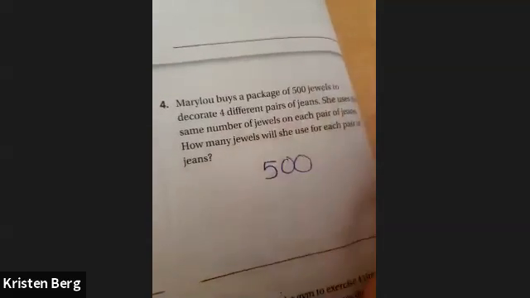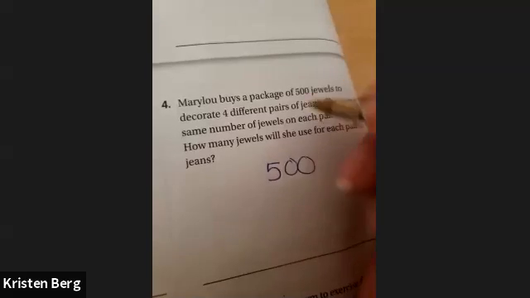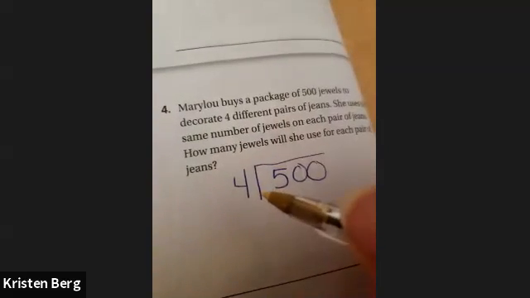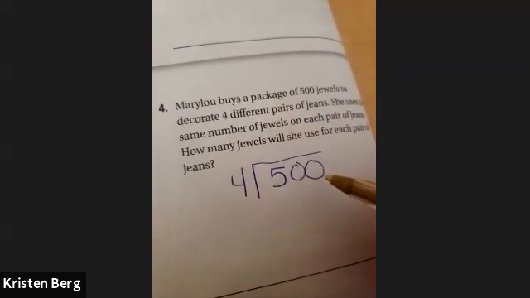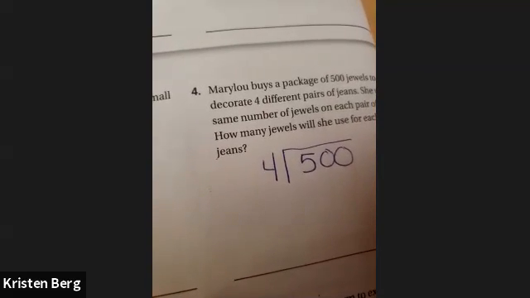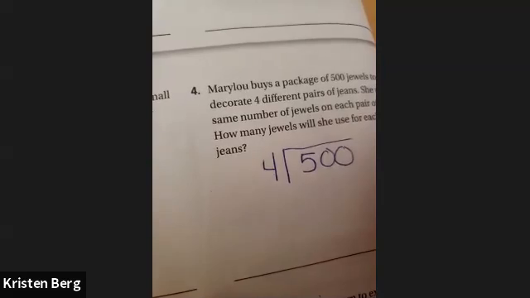It is going to be your division. You should have said, all right, I should have taken my 500 jewels and divided it for 4 different pairs of jeans. So it should have looked like this. Now, I don't know if he taught you how to divide yet, but I will just give you a quick little lesson on it.